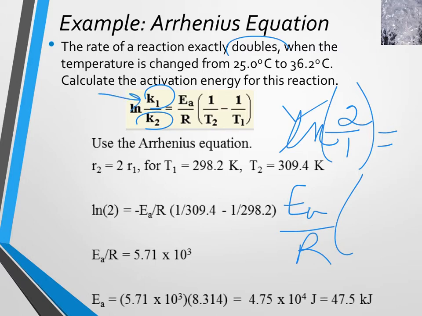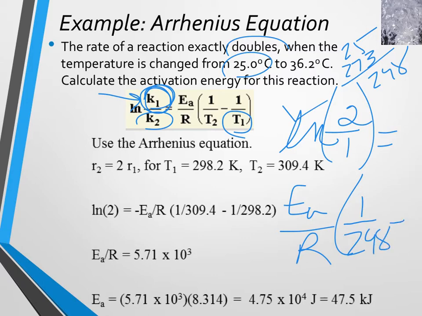So I called K1 the larger rate. So that means that T1 has to be the larger temperature. K1 goes with T1, K2 goes with T2. So that means T2 is the lower temperature, which would be 25 plus 273, which is 298 for the lowest temperature. All right. And now the higher temperature goes in here for T1. And when you add 273 to it, you get 309.